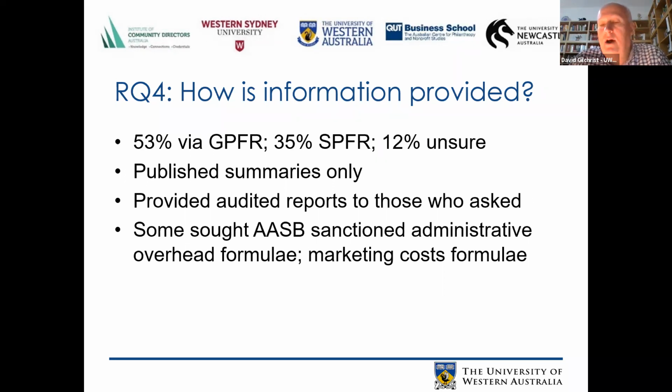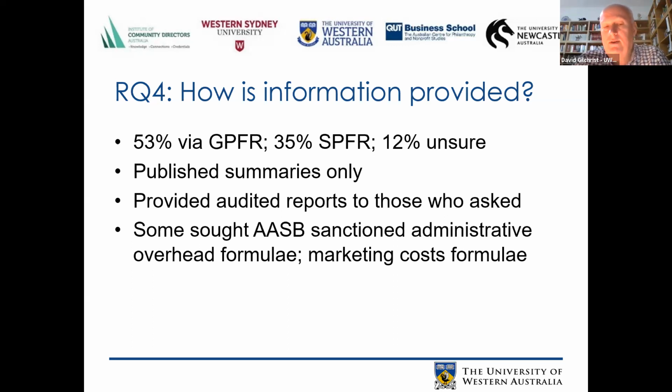They publish summaries only at the moment. So they put on their websites and in other areas things like pie charts and graphs and very minimal information relating to their organisation's finances. They do provide audited financial reports to those people who ask, but they don't publish those financial reports. And some sort of AASB sanctioned administrative overhead formula and marketing cost formula to support how that information might be provided.